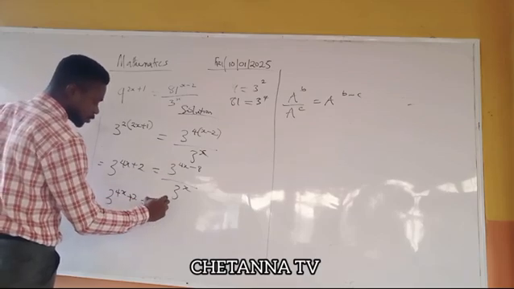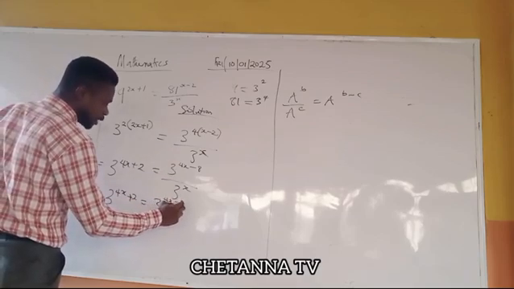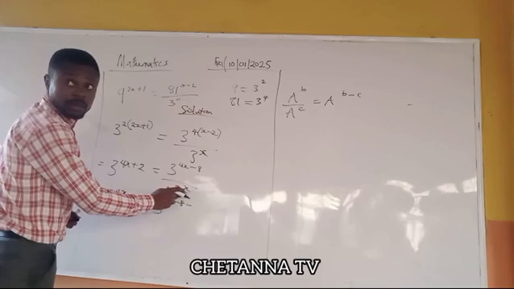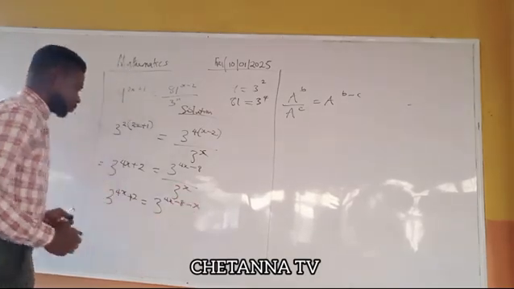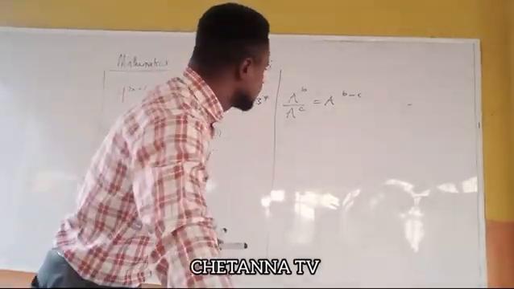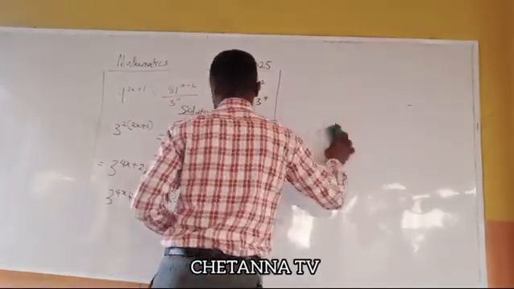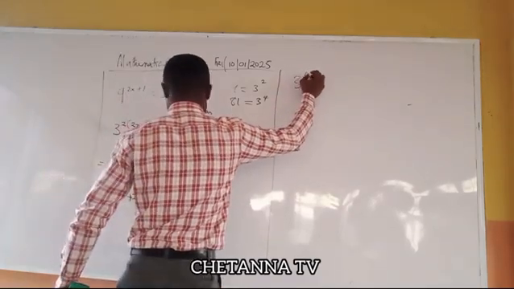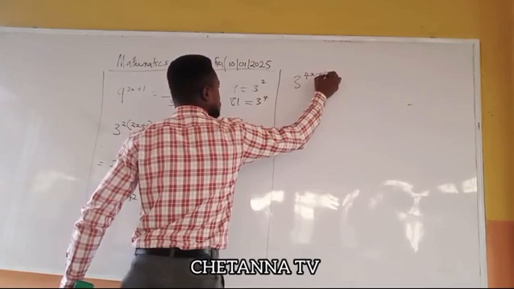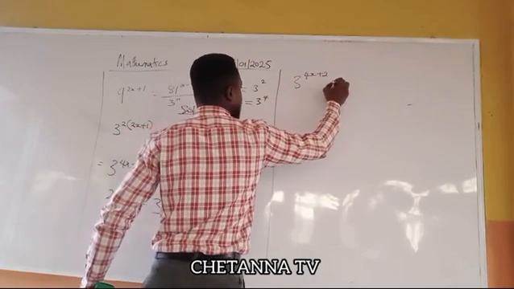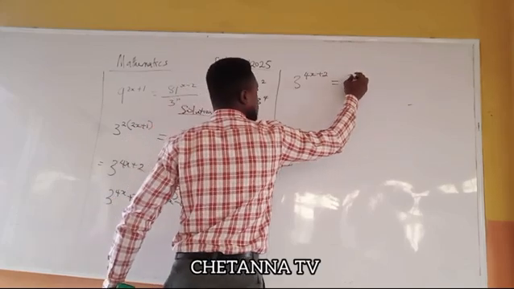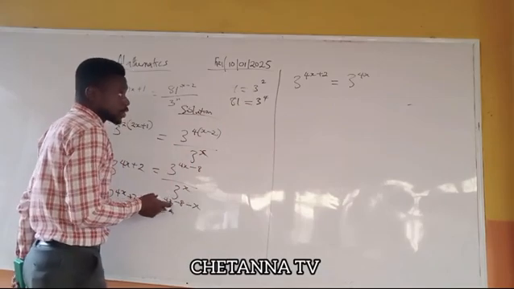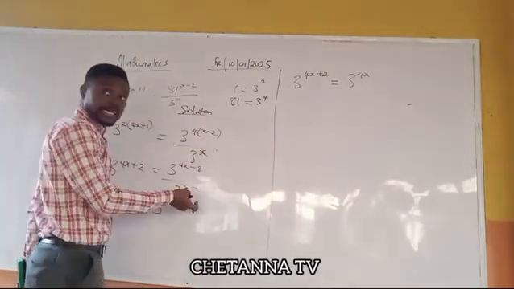3 raised to power what? 4x minus 8 minus what? Minus x. Good. Let me clean this one. So this now becomes 3 raised to power 4x plus 2 is now equal to 3 raised to power 4x, sorry, this 4x minus x is what?